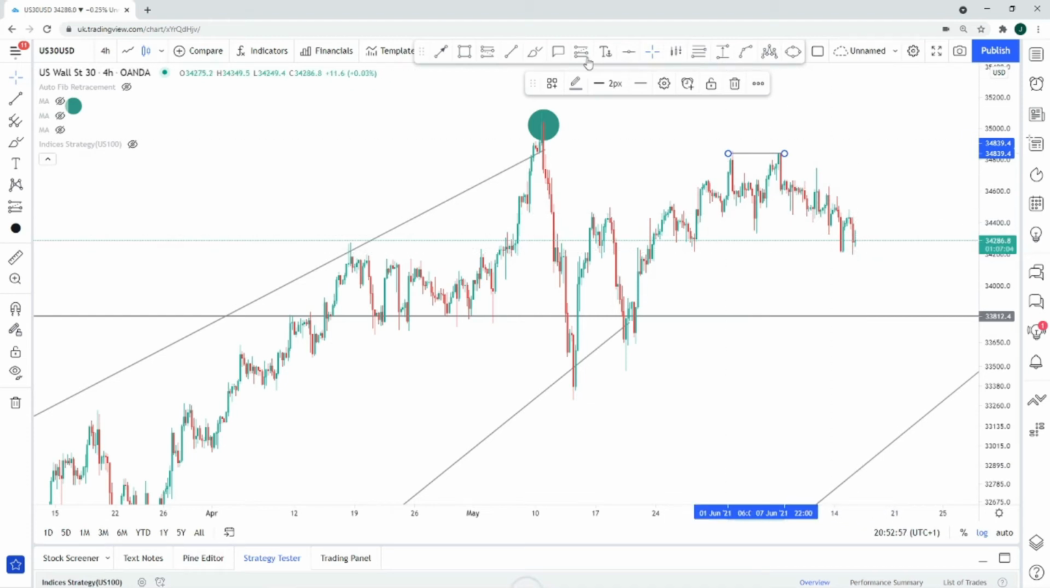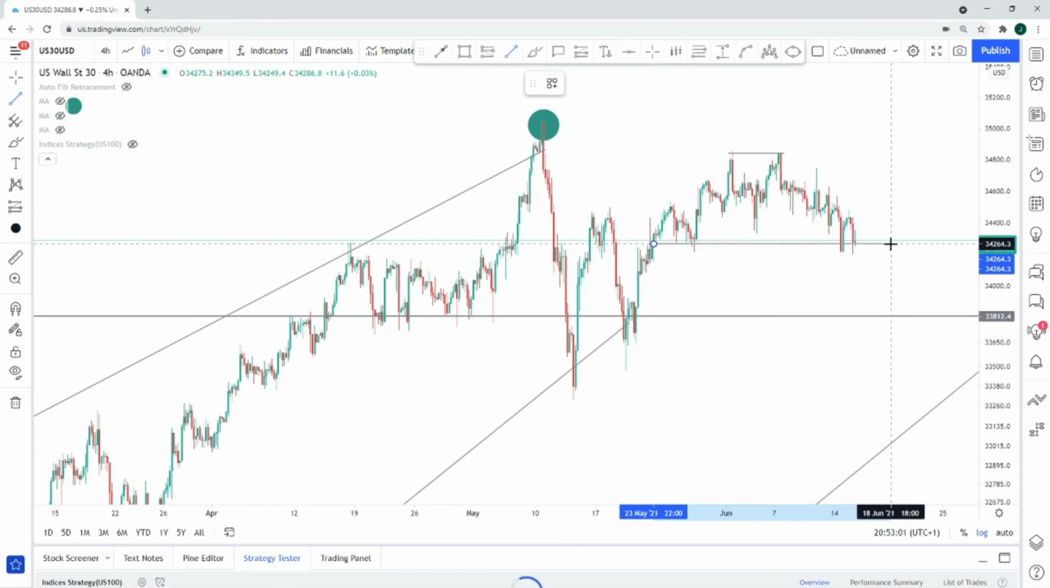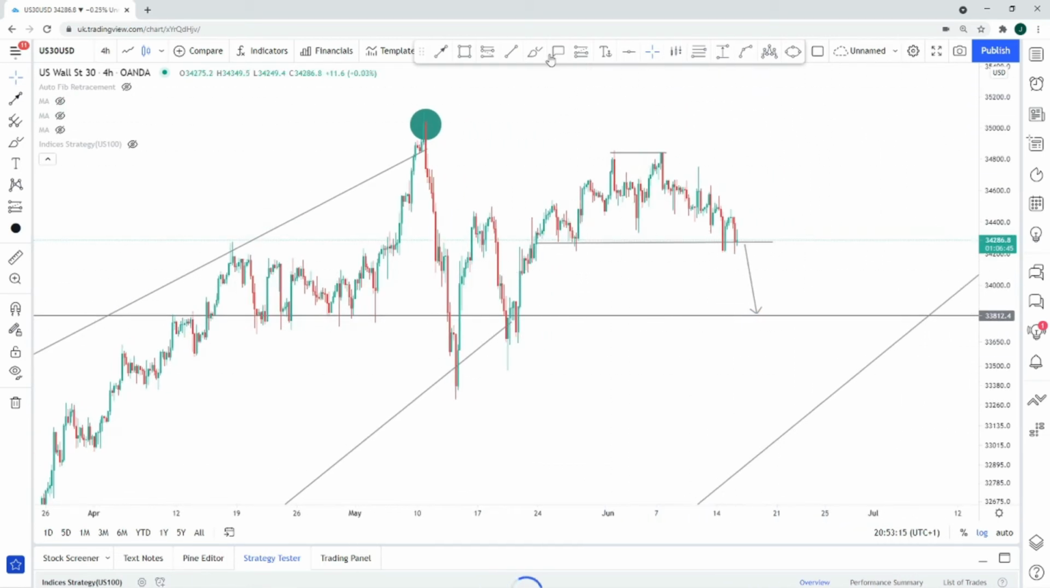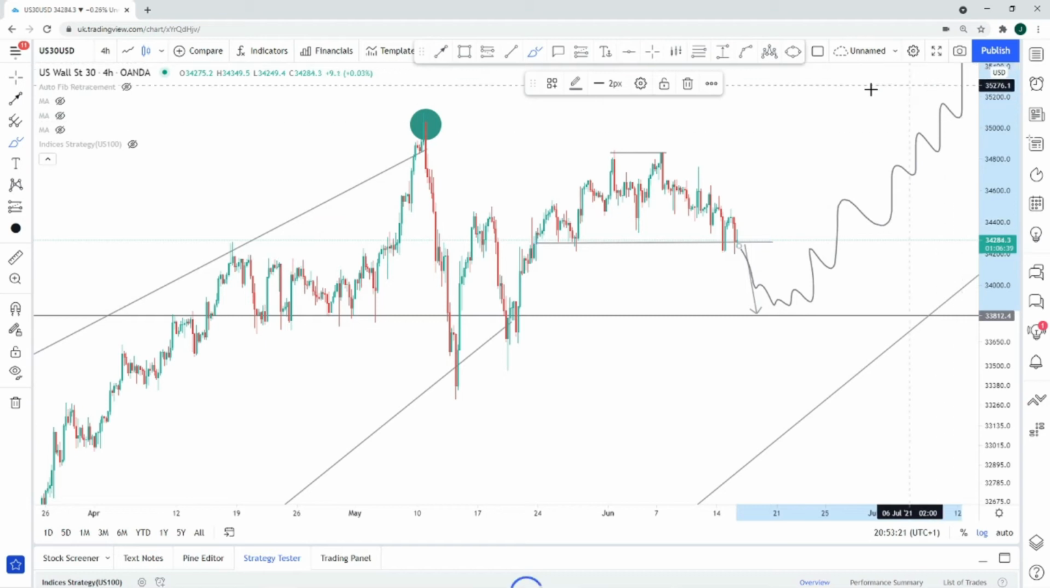So once I see price break this neckline, once I see price break that support, then I'm gonna look for shorts back down to that level. Then when price reaches back to this level, I'm gonna look for entering to go long. So once I see price break that support, I'm gonna look for some shorts, and then look for a reversal back to the upside.